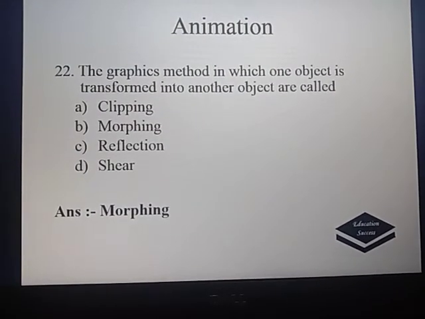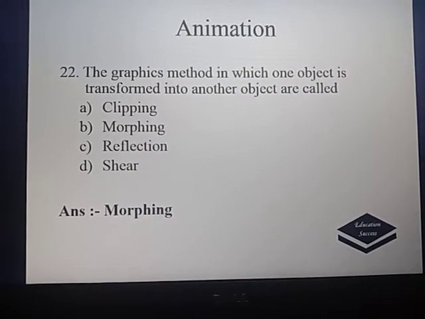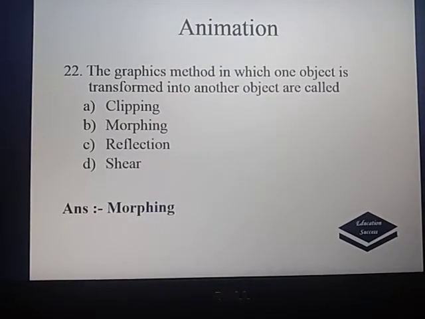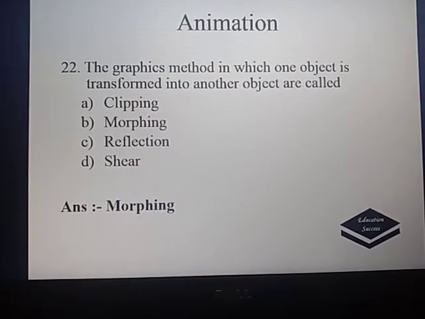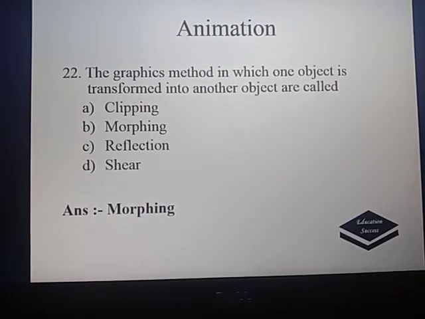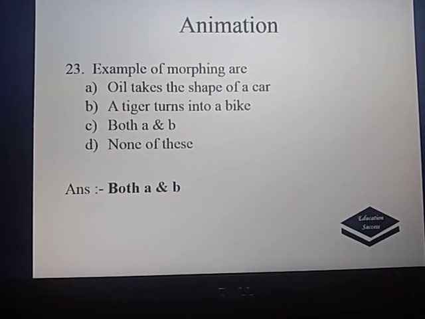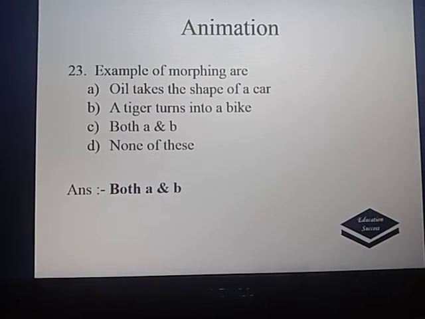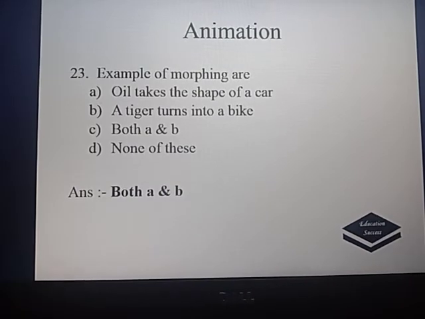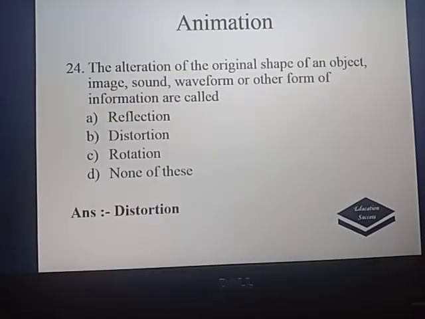The graphics method in which one object is transformed into another object is called: clipping, morphing, reflection, shearing. The correct answer is morphing. In morphing, we are converting one object form into another object. An example of morphing: oil takes the shape of a car, a tiger turns into a bike, both A and B, none of these. Here the correct answer is both A and B.